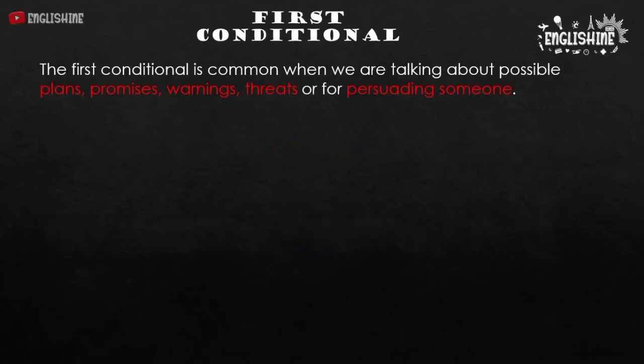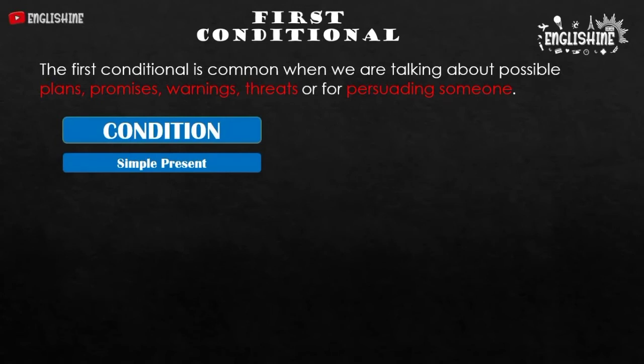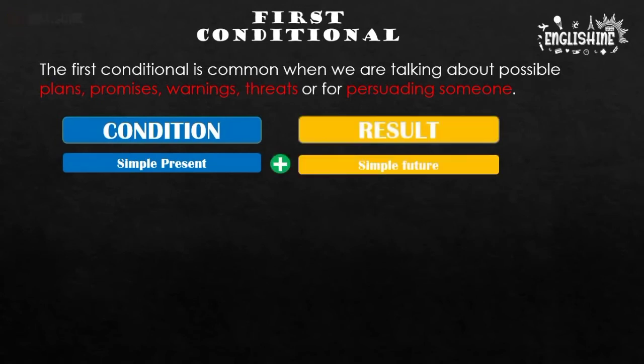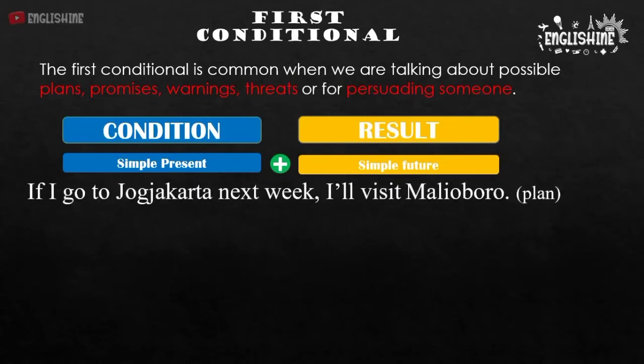The first conditional is common when we're talking about possible plans, promises, warnings, threats, or for persuading someone. You can see the examples here. Remember, the condition is using simple present and the result is using simple future. If I go to Yogyakarta next week, I'll visit Malioboro. Plan.